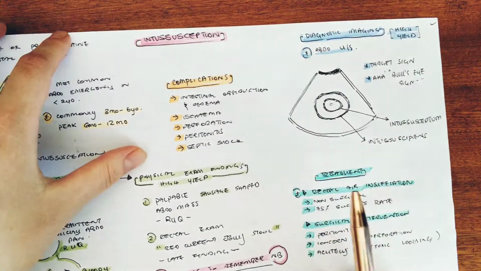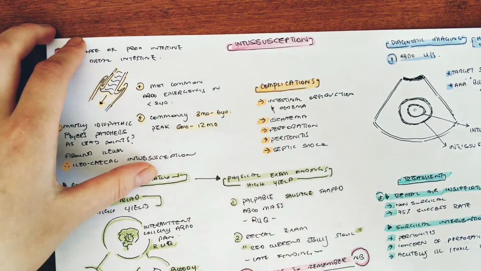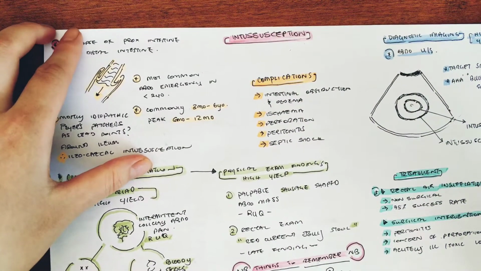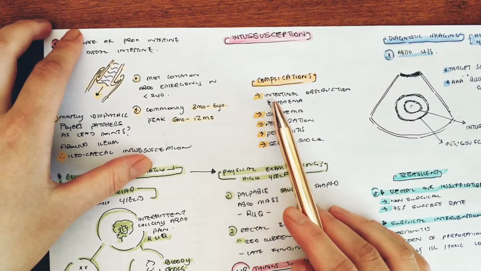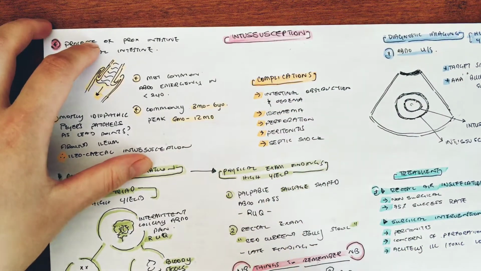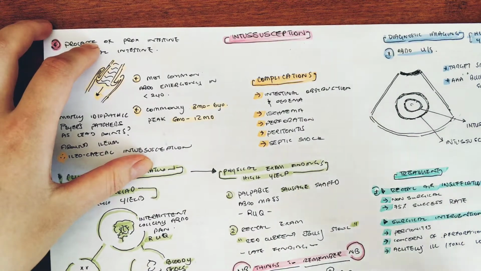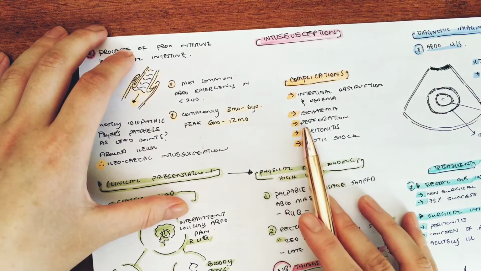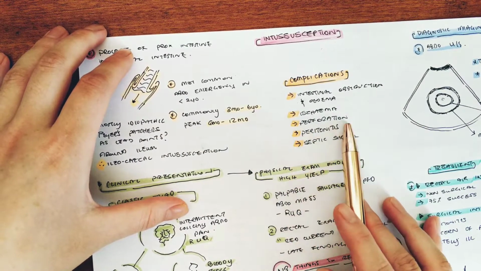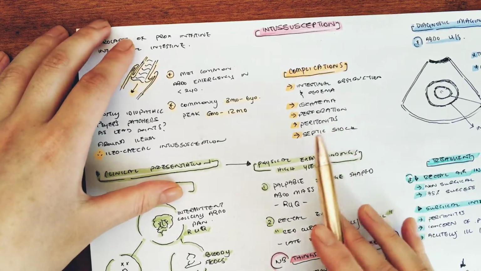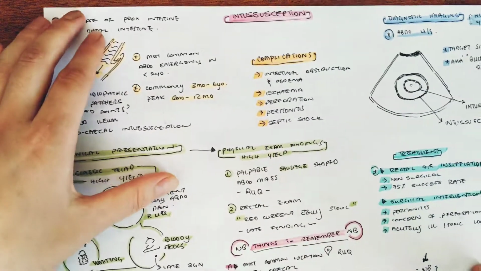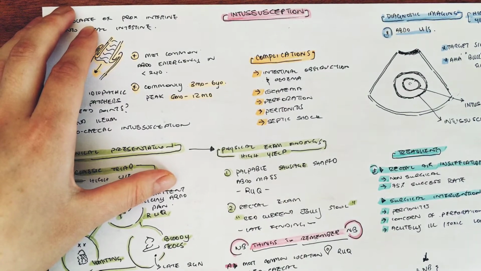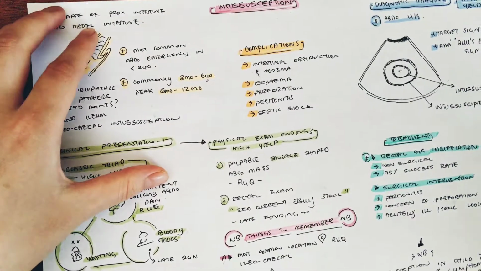Okay, so complications, if we don't treat intussusception, complications will occur. And complications would first include your intestinal obstruction and edema, and that, if untreated, leads to ischemia. There's a decrease in blood flow to the tissues in this region where it has prolapsed. Ischemia and necrosis of cells could lead to perforation, peritonitis, and ultimately septic shock. So we want to find intussusception early and then treat accordingly.